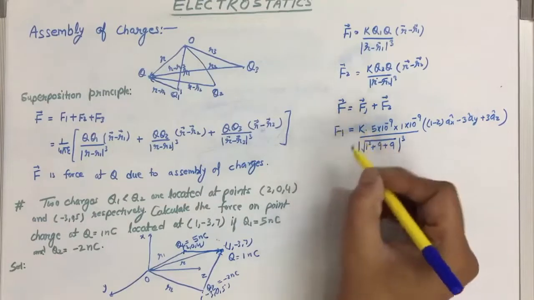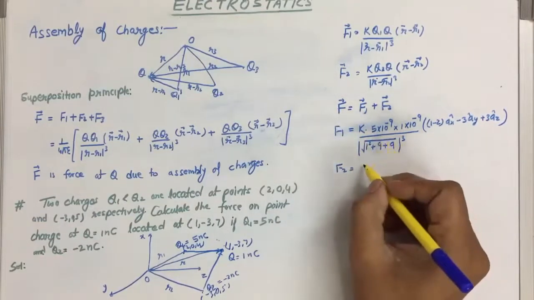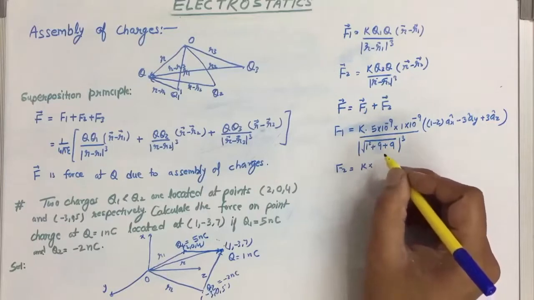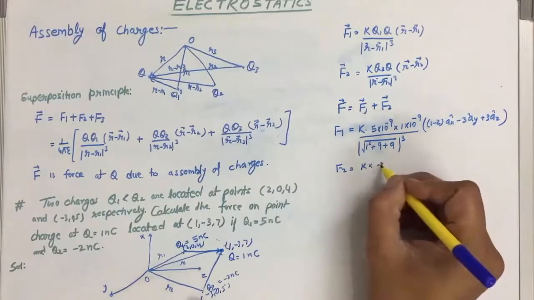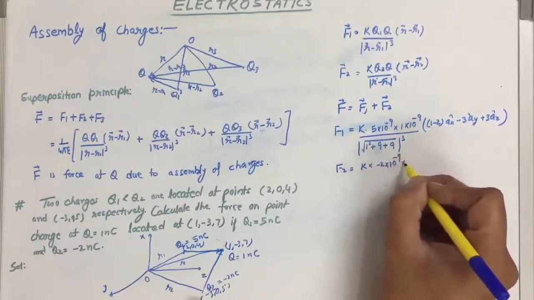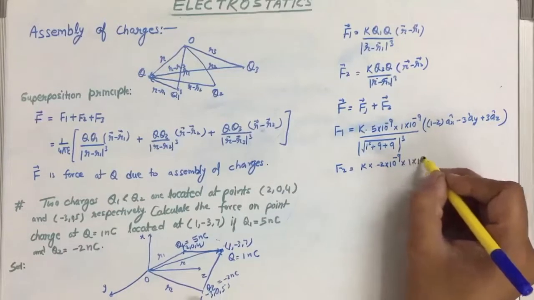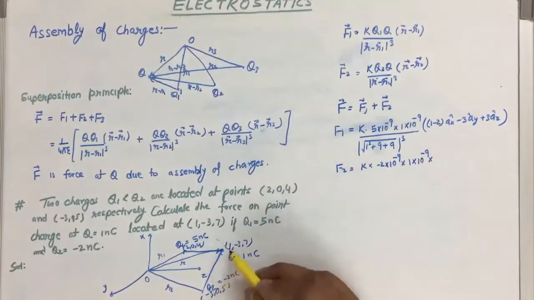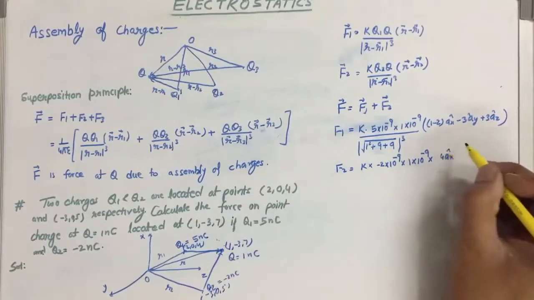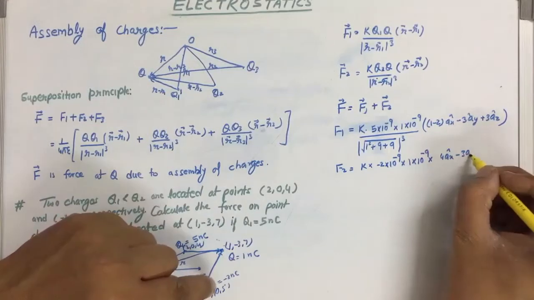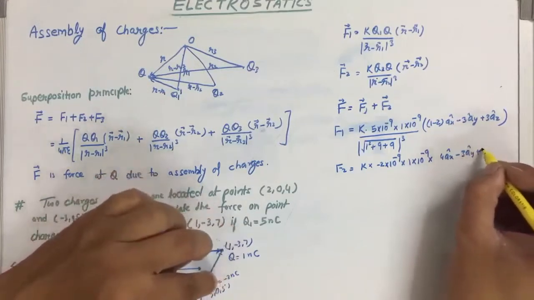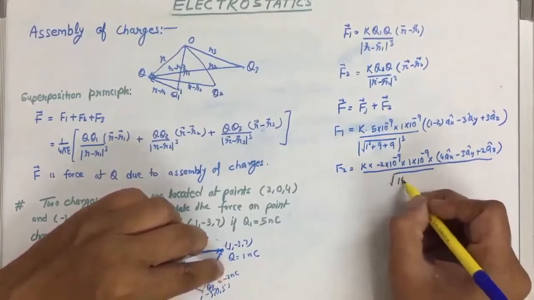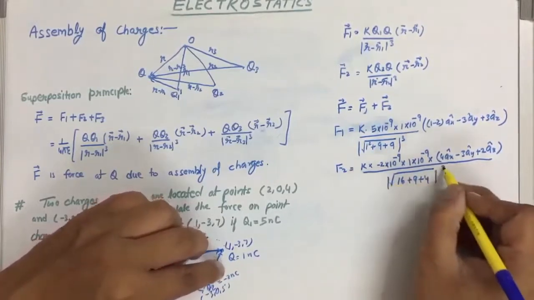this is F1, and F2 will be K, Q2 will be minus 2 into 10 to power minus 9, into Q will be 1 into 10 to power minus 9, Q2 final minus initial for ax, final minus initial ky, final minus initial 2az, divided by square root 16 plus 9 plus 4 power 3.